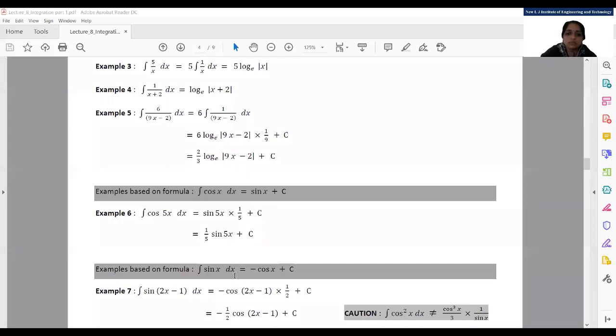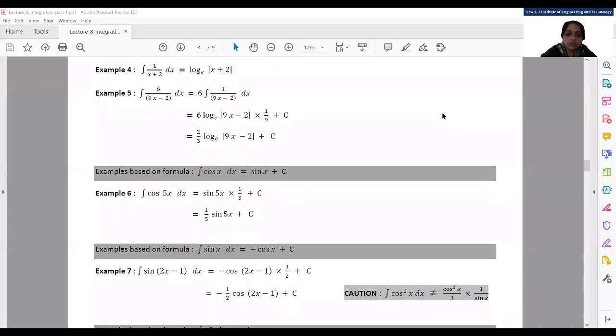Okay. Now, the next example is based on the integration of sin x. The integration of sin x is minus cos x. So the integration of sin 2x minus 1 dx is, here the integration of sin is minus cos, theta will remain the same, that is 2x minus 1, and the derivative of this theta is in the denominator, so the derivative of this theta is 2, so we can write 1 half.